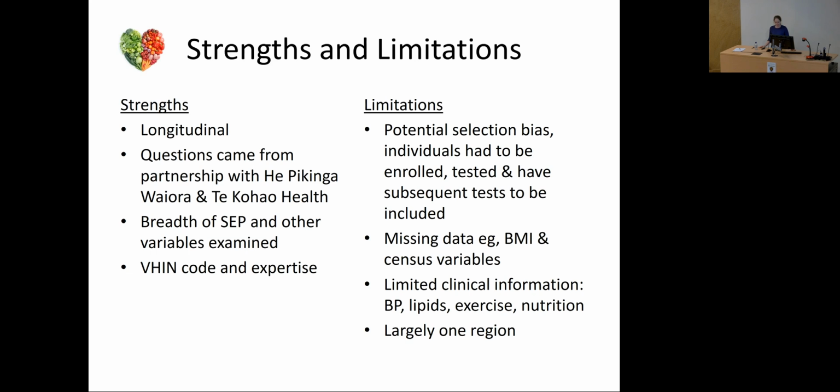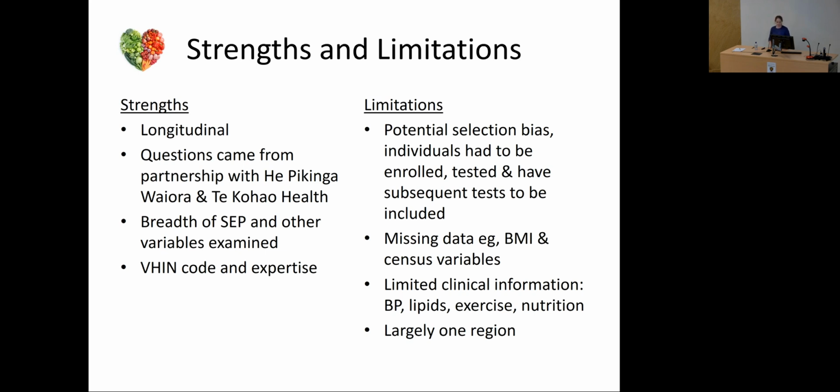And limitations, clinical information. We don't have a whole lot of detailed primary care clinical information in here, and a lot of the previous studies have those variables. And also this is one PHO, so it's largely based in South Auckland, and might not exactly apply to other parts of New Zealand.